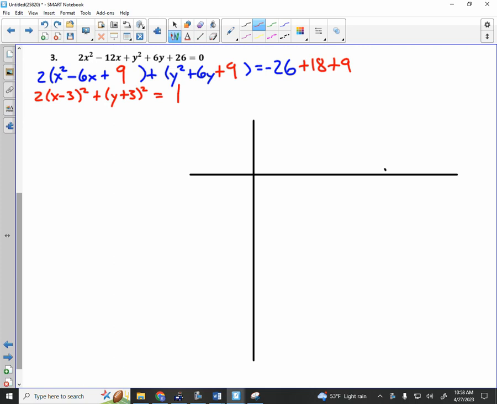Oh my goodness. But this is weird because ellipses, aren't they supposed to be divided by something? Like, okay, so this one's divided by 1, right? But what about this one? Divided by a half. X minus 3 quantity squared over a half plus y plus 3 quantity squared over 1 is equal to 1.